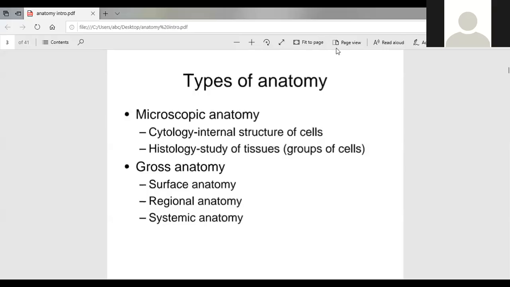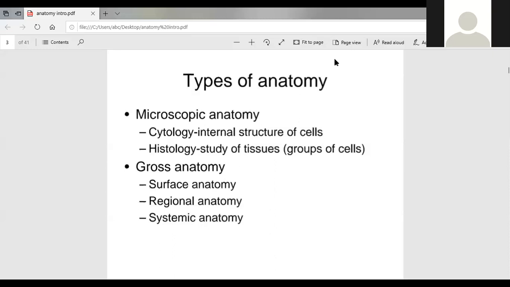But also the paramedical courses shared by Dr. Preetham sir also has anatomy as a part of it, and it would be really interesting to know more aspects of it. So there are various types of anatomy. Microscopic and gross anatomy are broadly classifying the two main types.